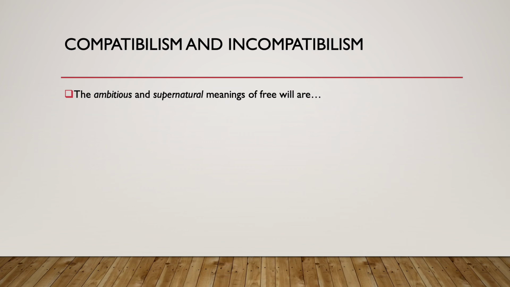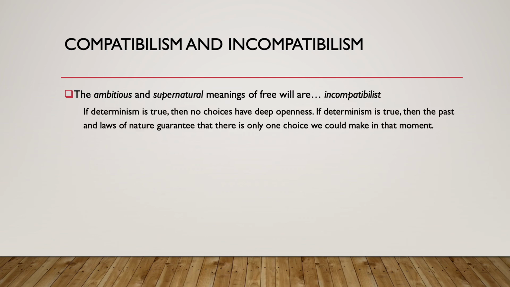The ambitious and supernatural meanings of free will, those are the mid-grade and premium definitions, these are incompatibilist. So if determinism is true, then no choices have deep openness. If determinism is true, the past and the laws of nature guarantee that there's only one choice we could make in that moment. And since the ambitious and supernatural meanings say free will requires that we have multiple options open to us at that moment, determinism would rule out free will on those definitions.